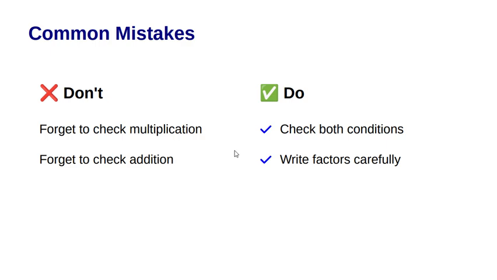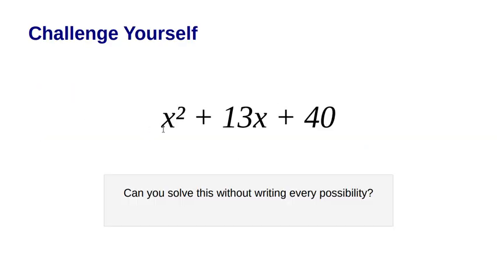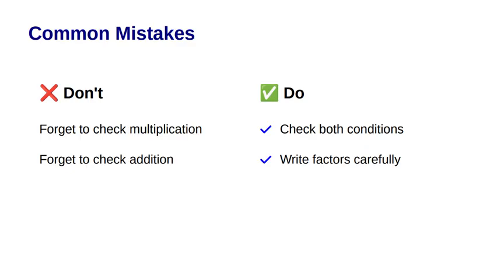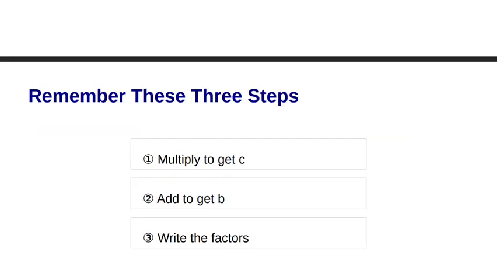There's more complex cases where there can be an actual number in front of x squared, and there's another way you have to do it then. I can get to that in another video, but I usually do slip and slide. Okay, so just remember these steps. First step is multiply to get c, add to get b, and then write the factors.